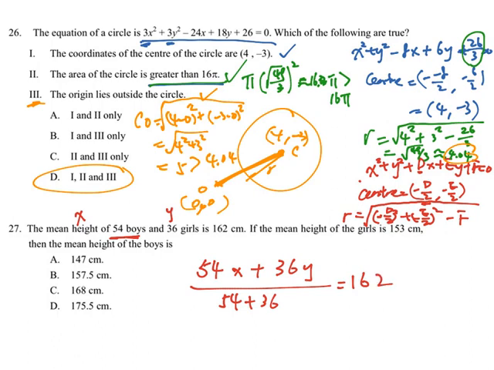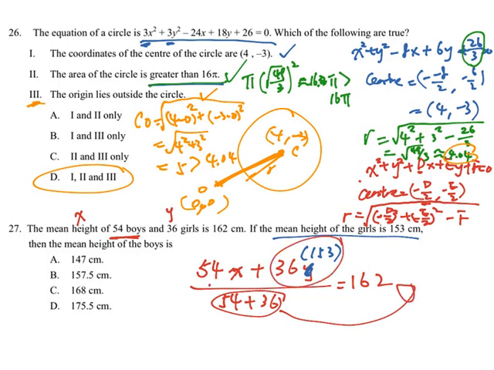Now we know the mean height of girls is 153. Then we need to find the mean height of boys, that means we need to find x. So actually it's quite easy. We times this to the right hand side, then minus this, divided by this. So after calculating, we can get the answer for question 27: C, 168.